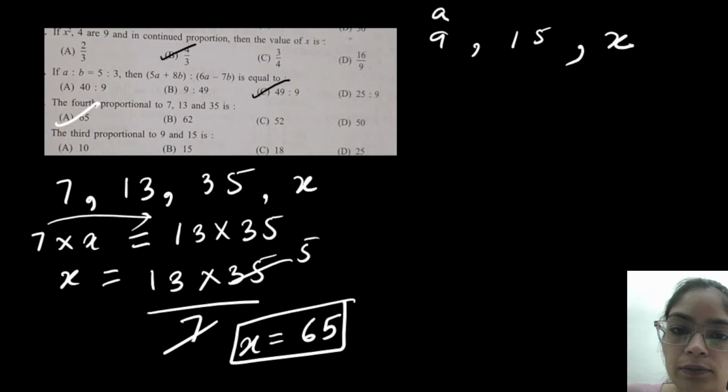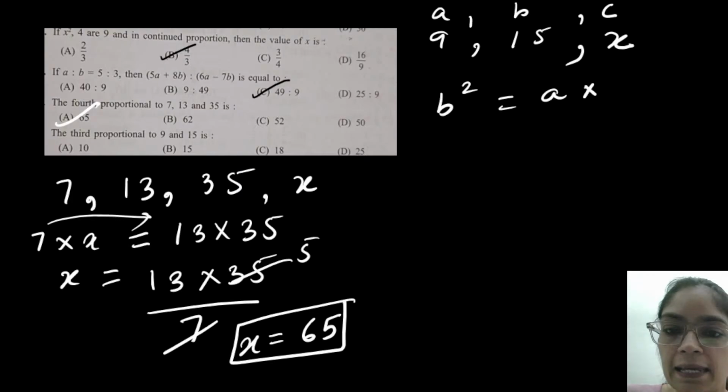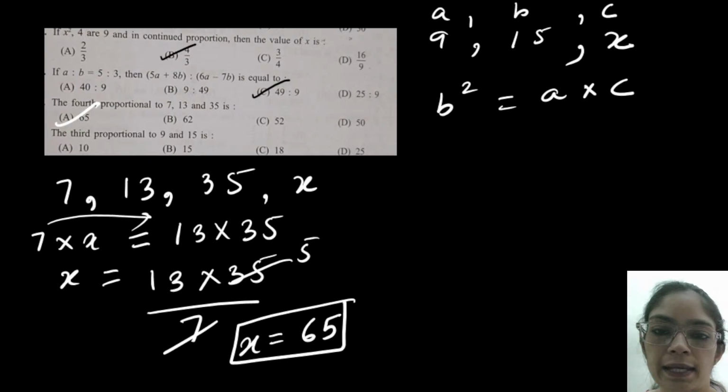So always write it down. This is A, this is B. Yes, B square is equals to AC. Here we have to apply B square is equals to AC. You have to write what is A, what is B and what is C, so that when you are substituting, you are not doing any mistake.